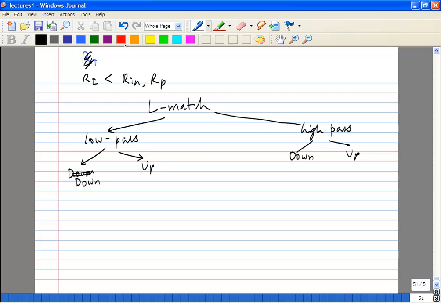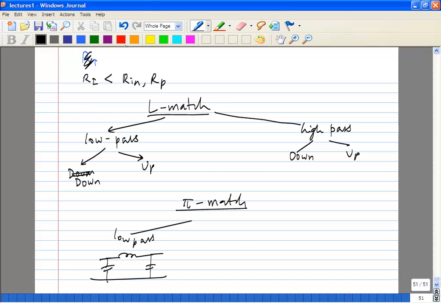So what will happen is, instead of 250, if you use 50 and 10, you'll just have to design for a much lower Ri. That's all. Okay. So in the case of the pi match, you only have two kinds: your low pass, which we just looked at, and your high pass. What is your high pass going to look like? Right, capacitor in series and two shunt inductors.